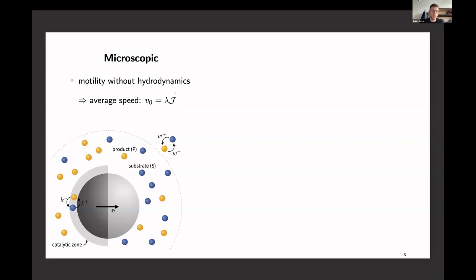So this calligraphic J essentially gives you the rate at which you have a conversion from a substrate to a product molecule, and then for every successful reaction, you displace the particle by a small distance lambda along its orientation, which then constitutes on average the speed V0.